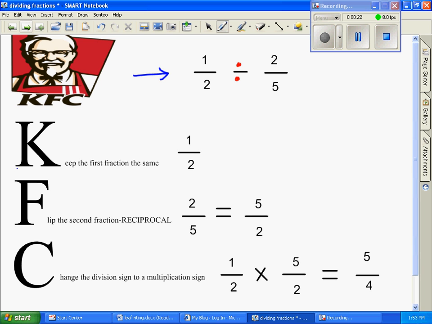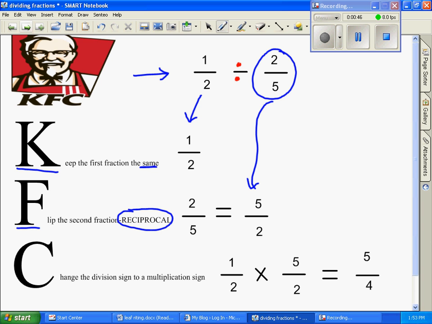The K for KFC tells us to keep the first fraction the same. So 1/2 stays as 1/2. The F in KFC tells us to flip the second fraction. So 2/5 is our second fraction. We flip it and we get 5/2. 5/2 is the reciprocal of 2/5, where the numerator becomes the denominator and the denominator becomes the numerator.